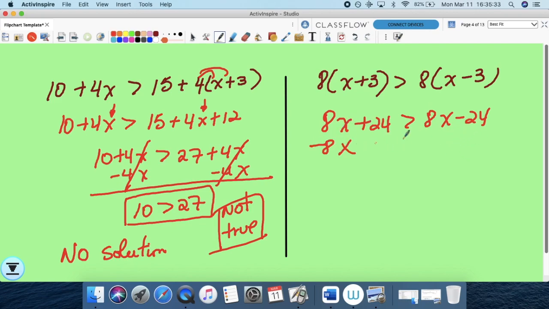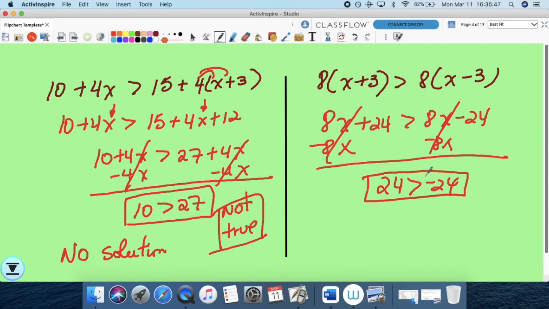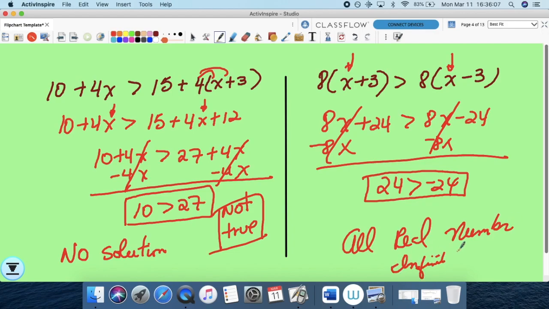Well, let's do minus 8x and minus 8x to see what we get. We get this. Right, the variables go away, but I'm left with this, where 24 is greater than negative 24. So the significance of this is telling you that whatever value of x I can think of, it will always make the left expression be greater than the right expression. So for this case, I have all real numbers again, an infinite amount of solutions. Right? Every single number in this world, I can plug in here and make that particular inequality true.